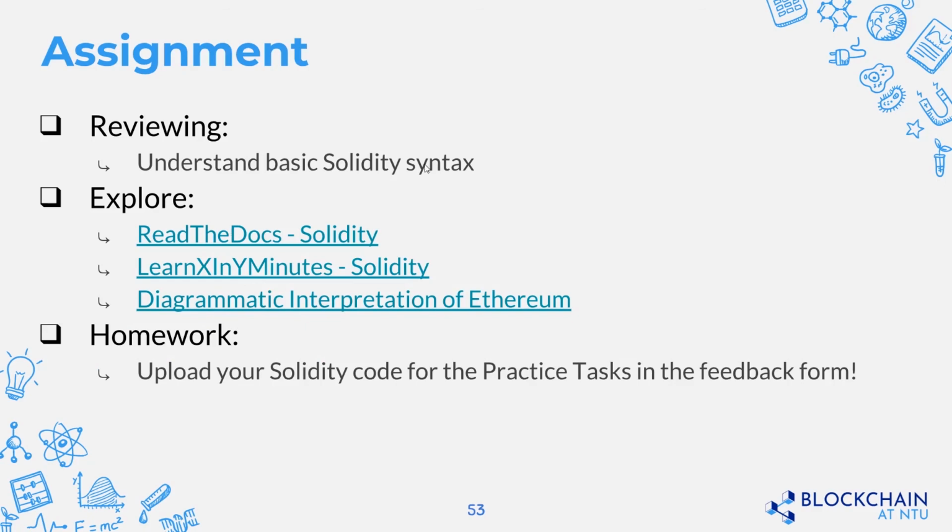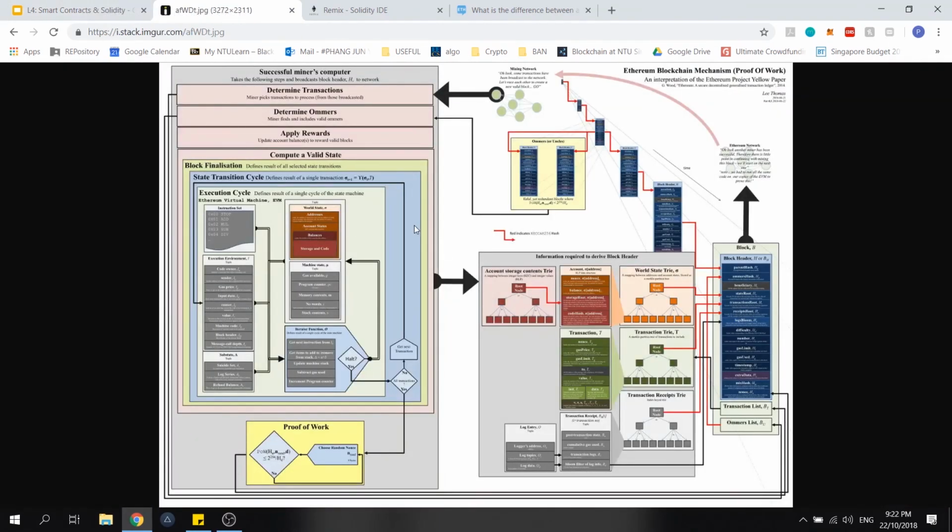So when you guys go back, you can review the slides and look through the Solidity syntax. If you want to learn more, I put some links here, so you can read the docs or Learn X in Y Minutes, which is where most of my content came from. Then there's also a diagrammatic interpretation of the Ethereum blockchain. This is a pretty hardcore image that you can go and take a look at. Let me just show you. It kind of looks like this. But with what you guys have learned so far, it should be possible to understand this diagram if you go through it slowly. So on your own time, go and look at this and try to consolidate your learning.